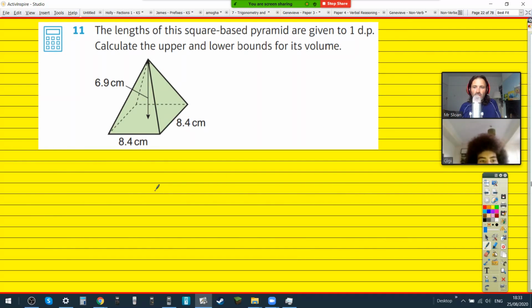Okay, upper and lower bound of the volume. Do you remember the volume of this thing? A triangle is like half a square. Would you find the volume of the cuboid first and then a third it? It is one third length times width times height.